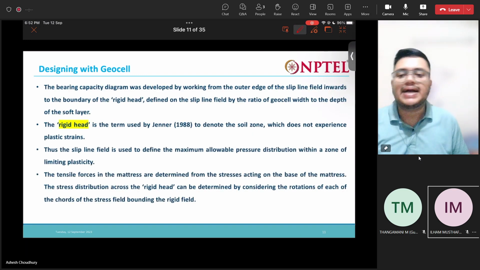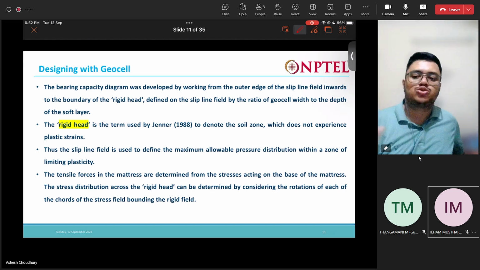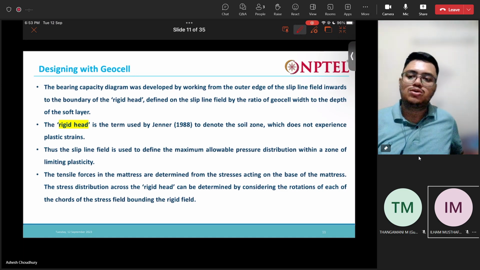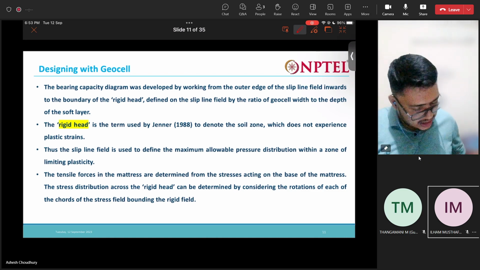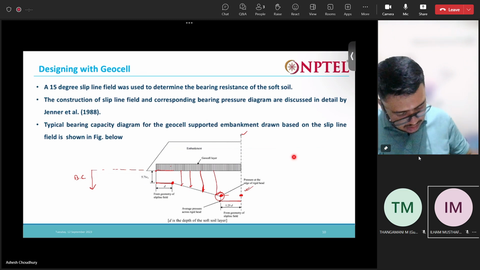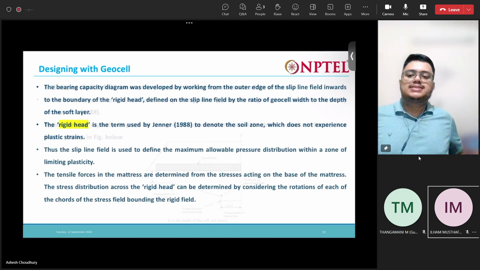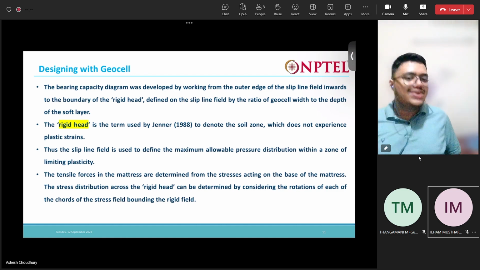The bearing capacity diagram was developed from the outer edge of the slip line fields inwards to the boundary of the rigid head, defined on the slip line field by the ratio of geocell width to depth of the soil. The rigid head is the term used by Jenner to denote the soil zone which does not experience plastic strains.